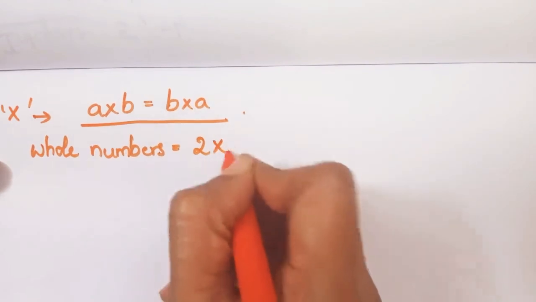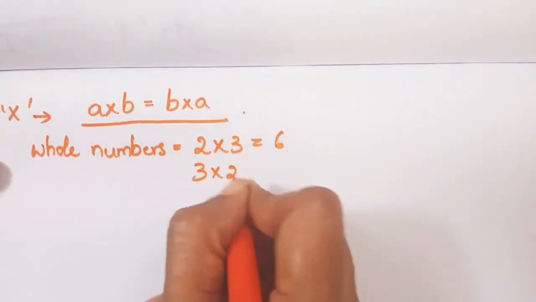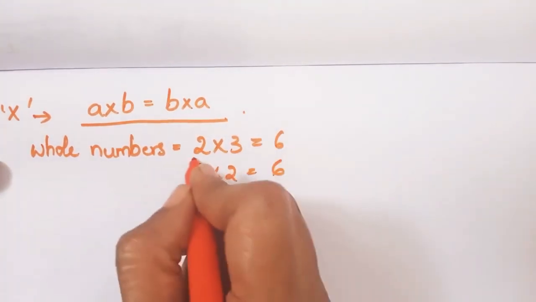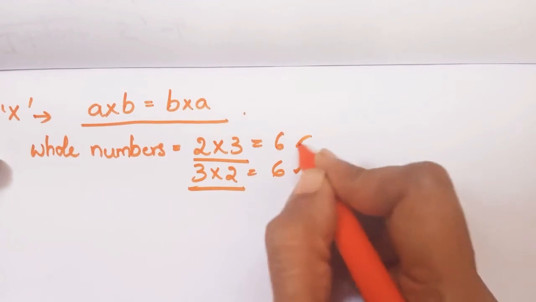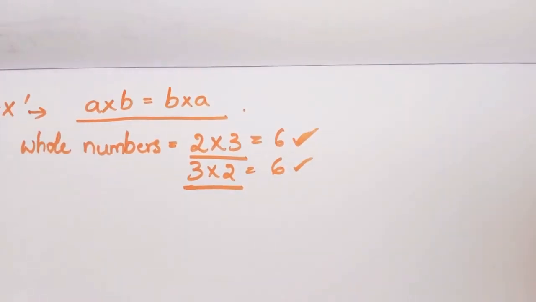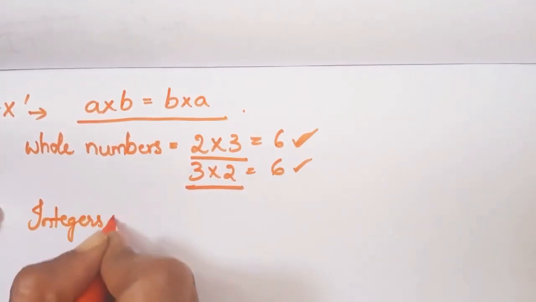2 and 3. Simply, 2 times 3 is 6. 3 into 2 also gives you 6. So A into B is always equal to B into A. Therefore, multiplication is commutative for whole numbers. Let us check it for integers.